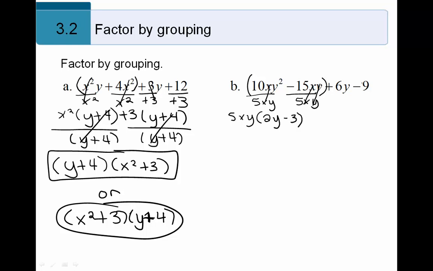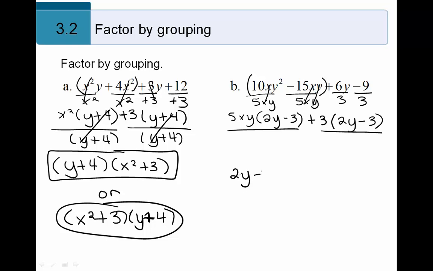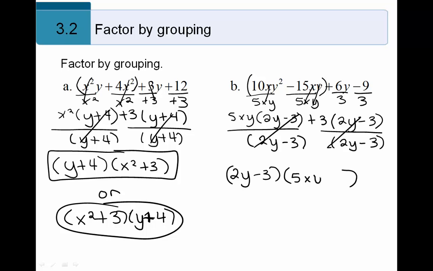We have a 6y and a negative 9. I am going to factor out a positive 3. Divide by 3, divide by 3. 6y divided by 3 is 2y. Negative 9 divided by 3 is negative 3. So we have 5xy times 2y minus 3 and 3 times 2y minus 3. They have a common binomial factor of 2y minus 3. I factor that out, and then I'm going to divide each of these terms by what I factored out. And so my other factor will be 5xy plus 3.